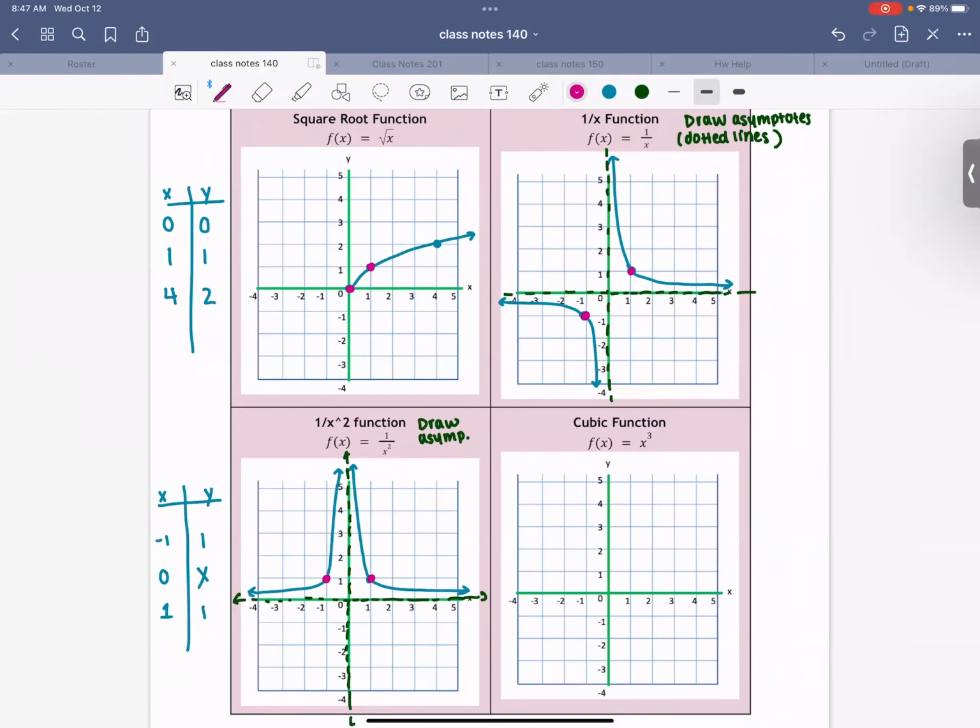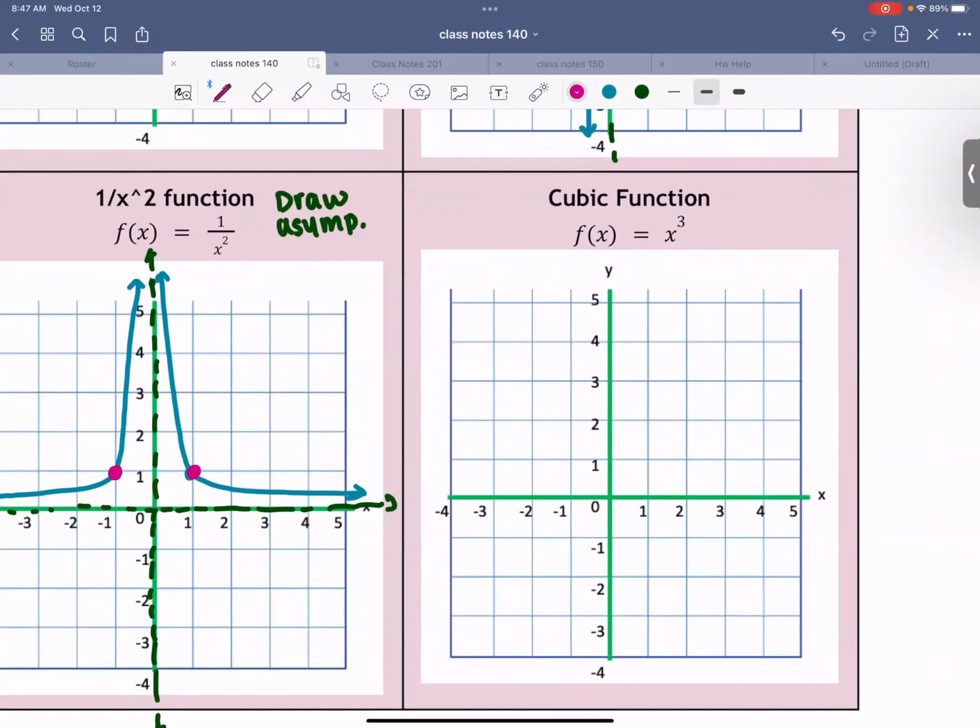Okay, so these 2 functions, the 1 over x and 1 over x squared functions, look very similar, except that one of them has no negative parts, right? Because, well, we have a square. Any questions so far?